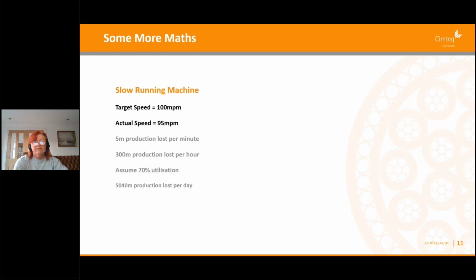So, last maths, I promise. This one's not as bad. An example for a slow running machine: say we're supposed to be running at 100 meters a minute and we're running at 95. It's only 5 meters a minute. It seems close enough, not bad. But you've lost 5,000 meters per day, assuming a 70% utilization. And if you multiply that up over a year, that's 1.8 million meters of production lost by just running 5 meters per minute slower than you should have been.